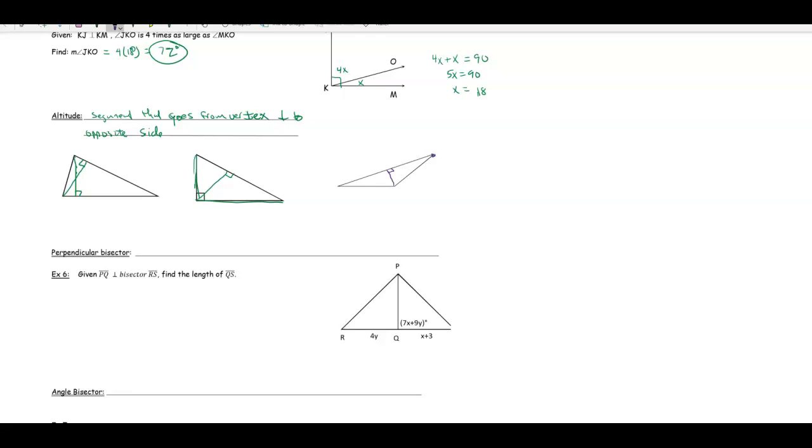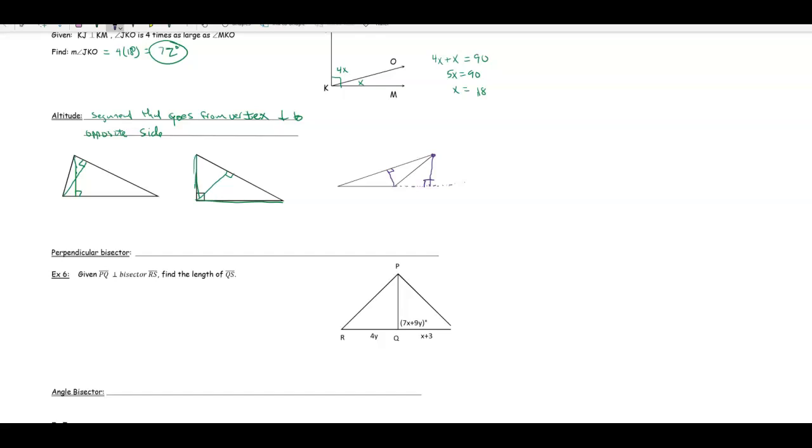Now, if you have an obtuse triangle, this altitude lies inside. But if I look at it, is there a way to go from this vertex perpendicular to the opposite side now? No. So what we have to do is extend this side. Once we extend it, now we can drop that altitude down and make the right angle. Altitudes are very important when we talk about the area of a triangle. Okay, so make sure you understand that.